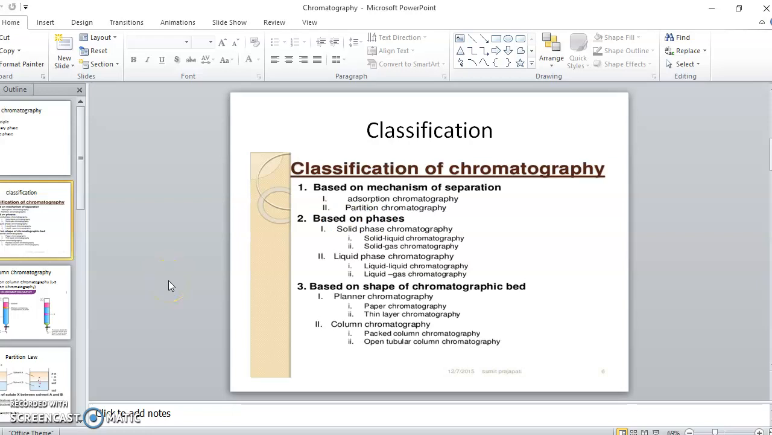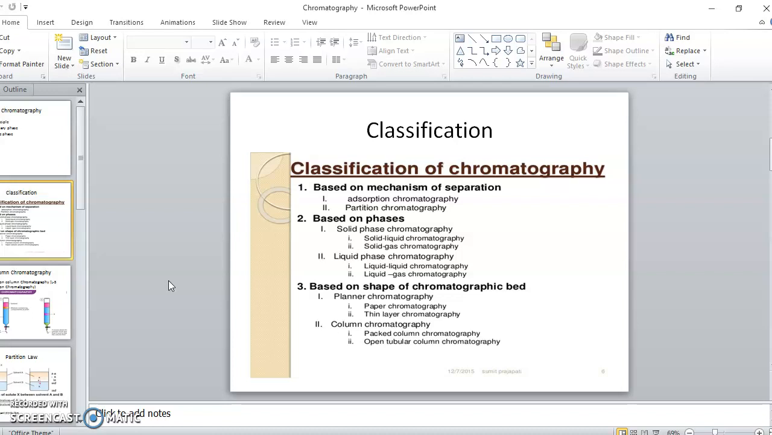Now we discuss the classification of chromatography. We can have various ways of classifying chromatography. One is based on the mechanism of separation. For all chromatography techniques, there will be a mechanism of separation between the components.